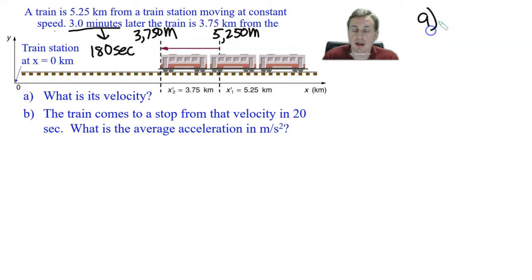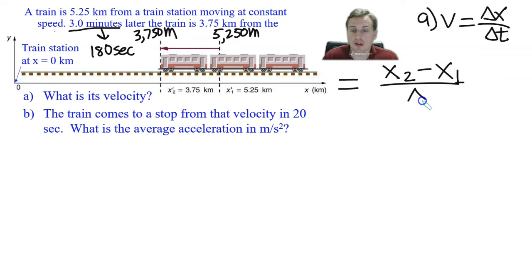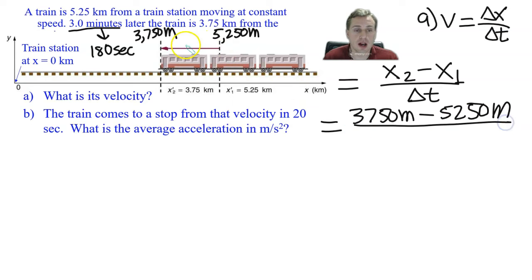In part A, the velocity, which is a constant in this case, is going to be the change in position over the change in time. The change in position is going to be the final position, x2, minus x1, over delta t. And we know what x2 is. That's 3,750 meters minus the initial position, which was 5,250 meters, over the time change, which was 180 seconds.